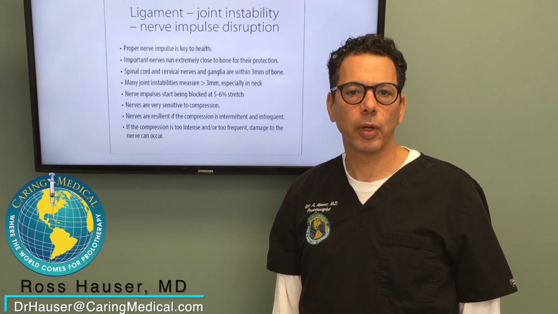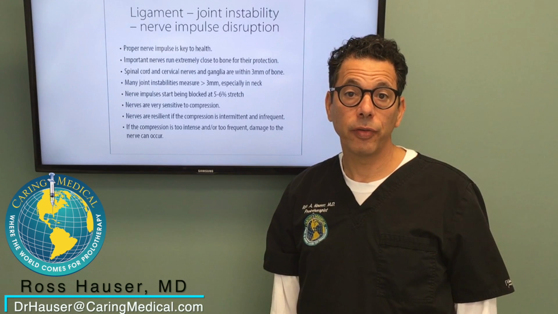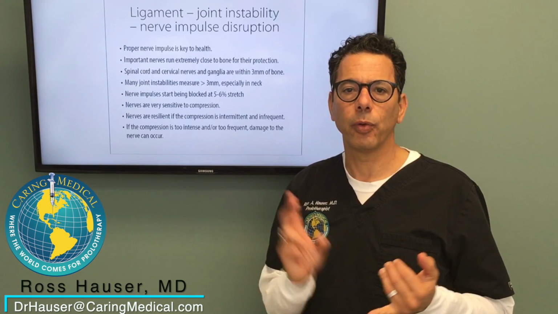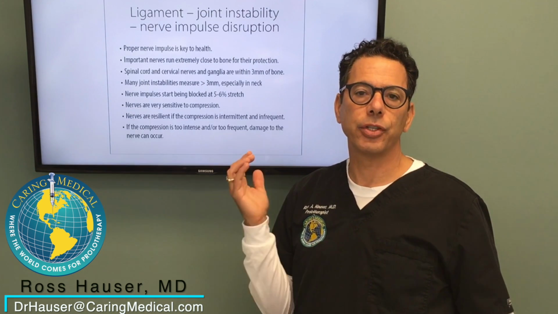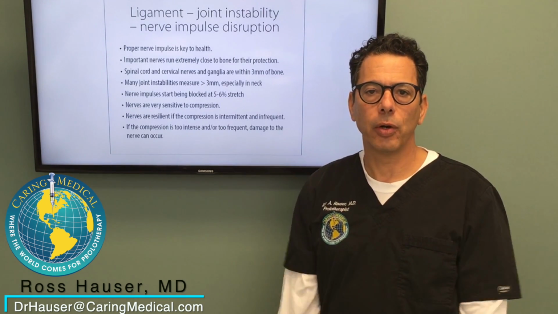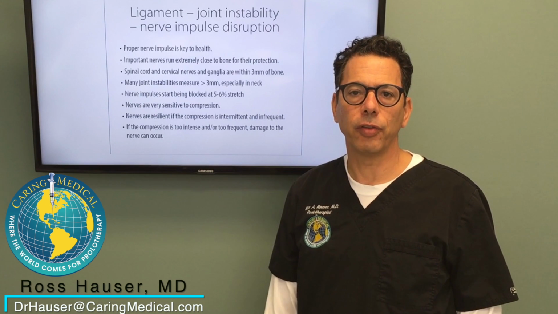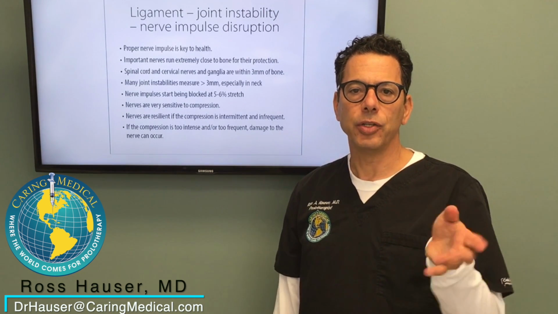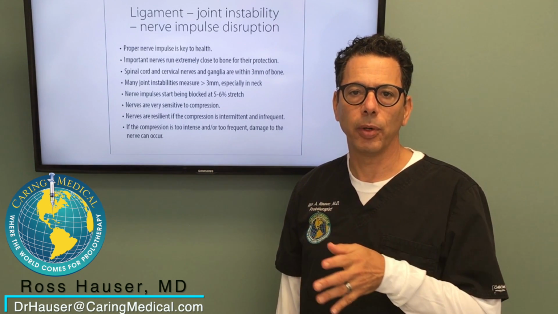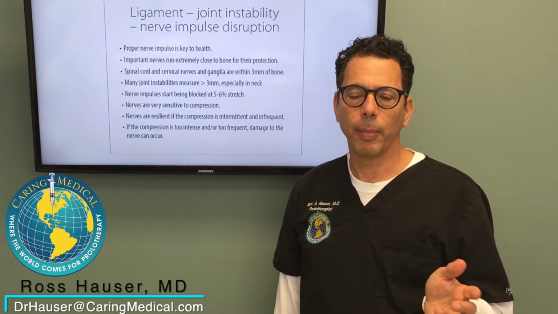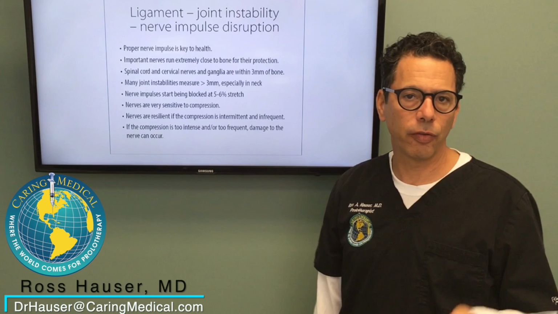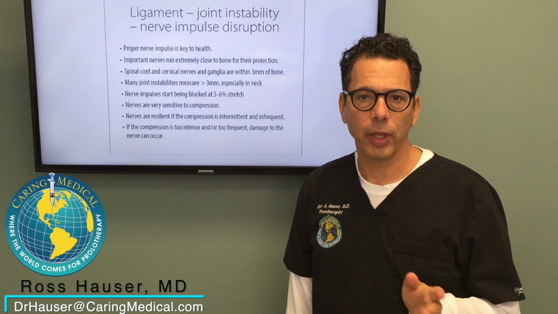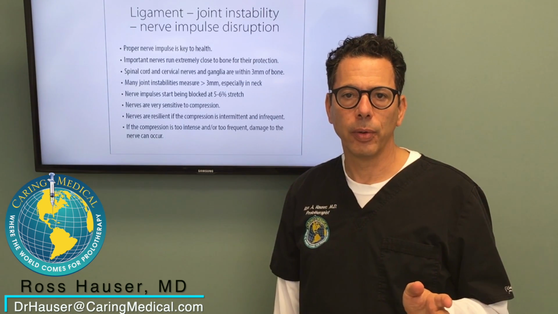A lot of people don't realize most nerve injuries, like if somebody's been diagnosed with radiculopathy, spinal cord problems, neuritis, neuralgia, they have weird neurologic symptoms, that most of these are due to ligament injury causing joint instability. All the nerves of the body that are important, whether it's the sciatic nerve, vagus nerve, spinal cord, run within a few millimeters of the bone.